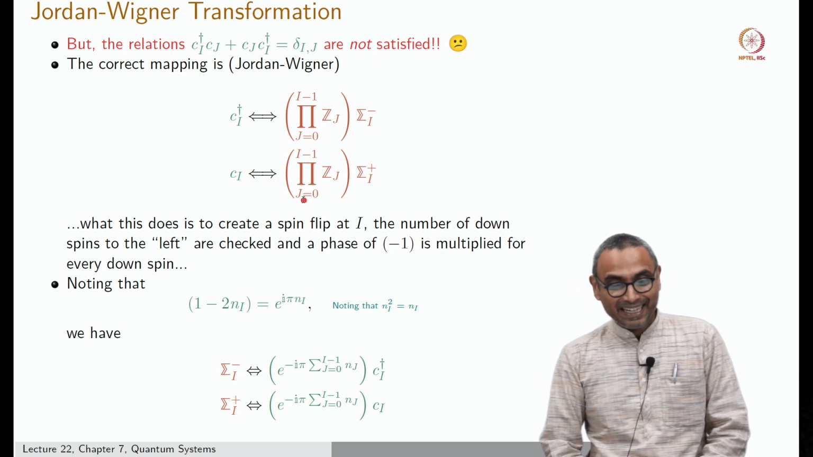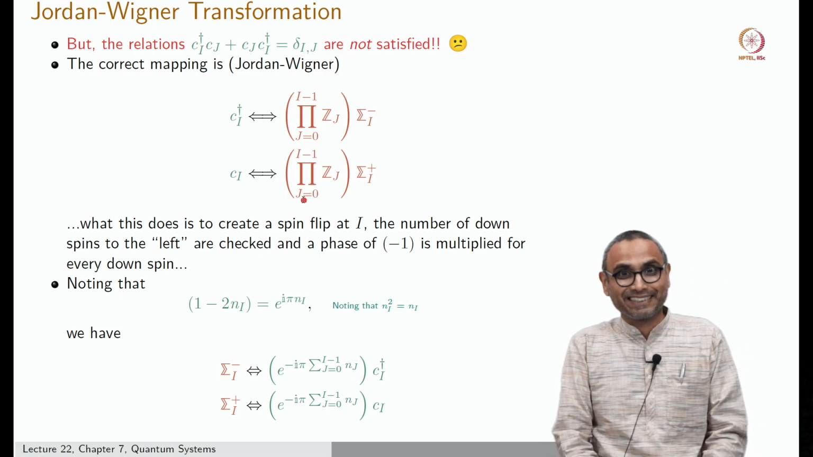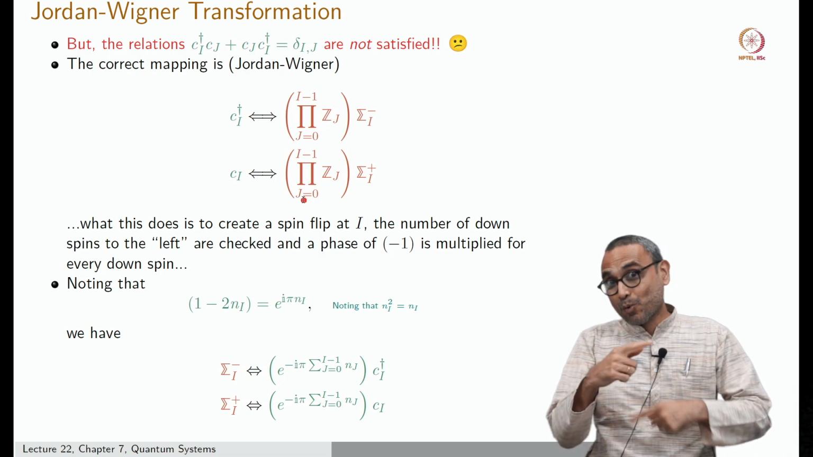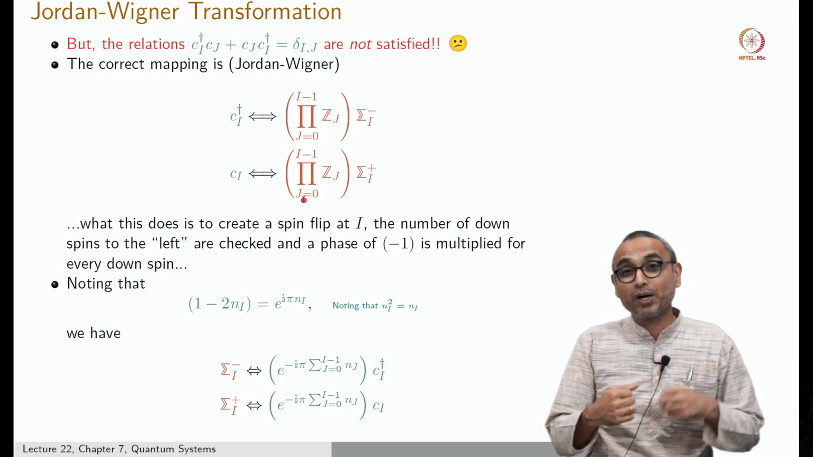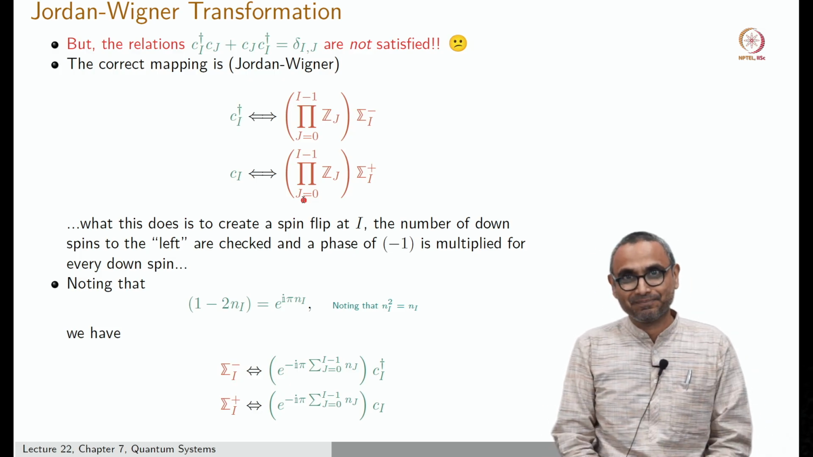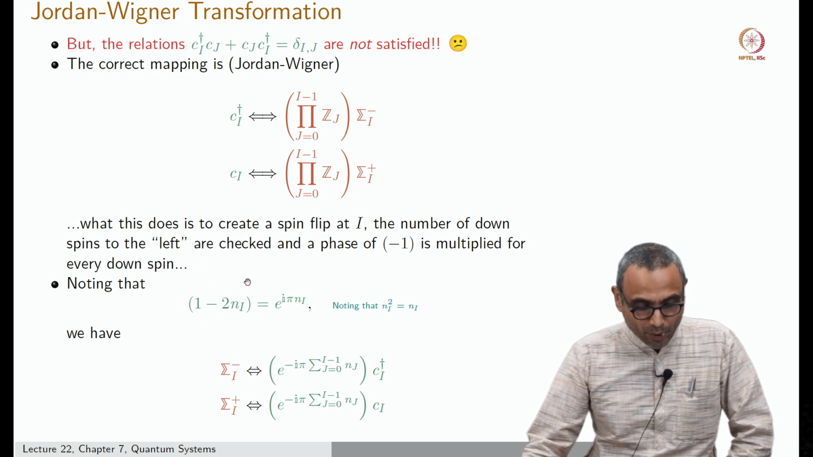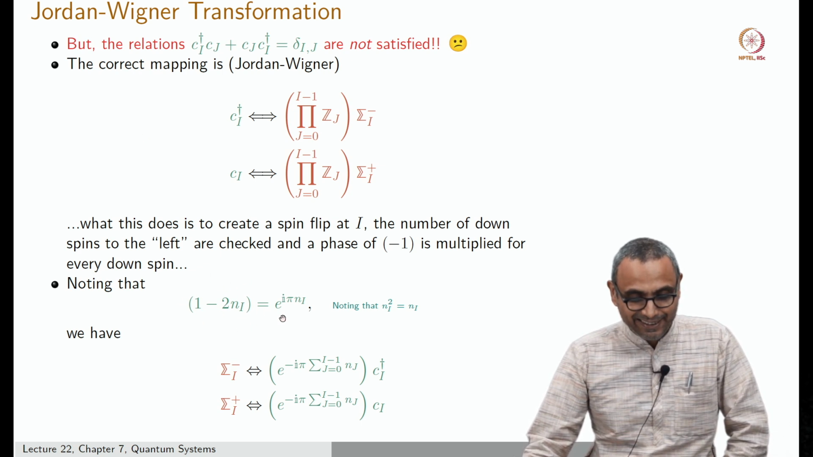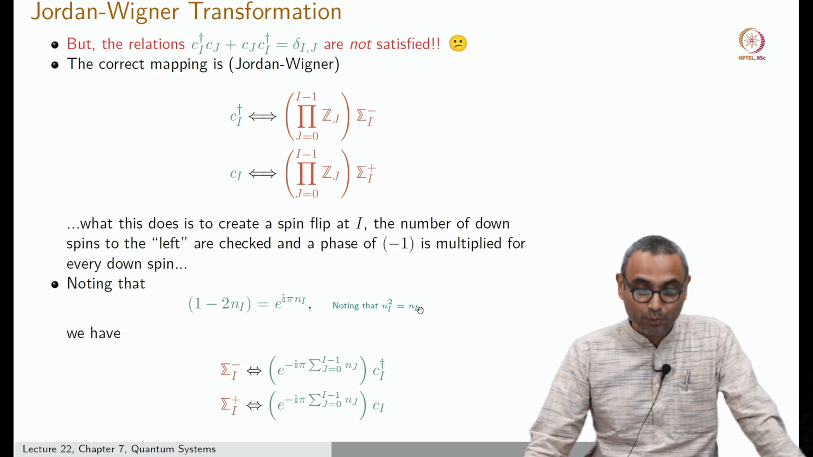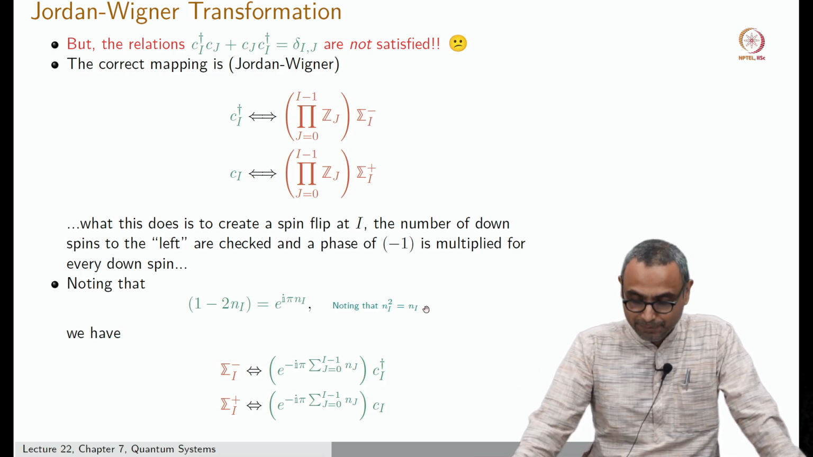Now, what I have done is I have written the fermions in terms of qubits, but that's not what I really want. I want the other way around. I want qubits in terms of fermions. So what do I do? I note that this quantity 1 minus 2 Ni is e to the i pi Ni. This just follows from the fact that Ni squared is Ni, the important relationship we had seen a few slides back.